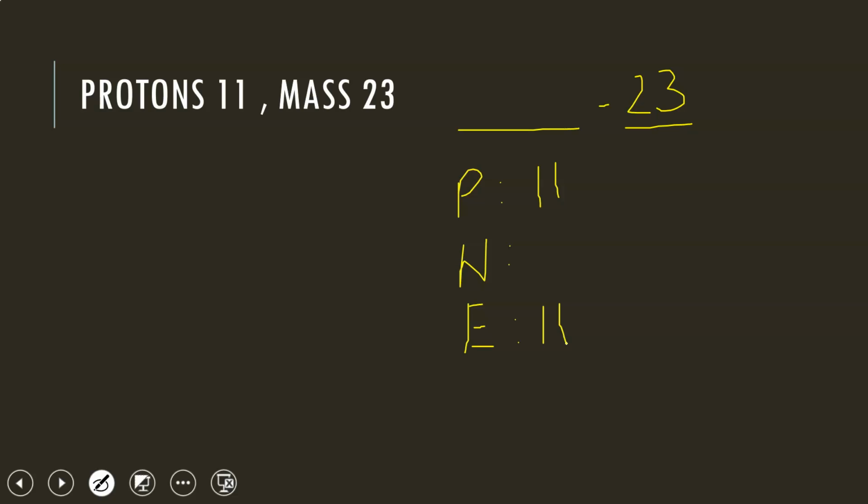Now that 11 is protons, electrons is also our atomic number. So we can look and see that our atomic number gives us sodium. So that's the name. And then our neutrons are that mass, so 23, minus the atomic number, which is 11. So we have 12.